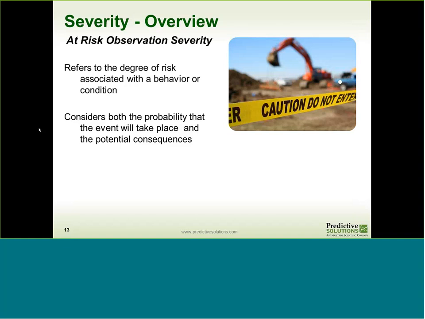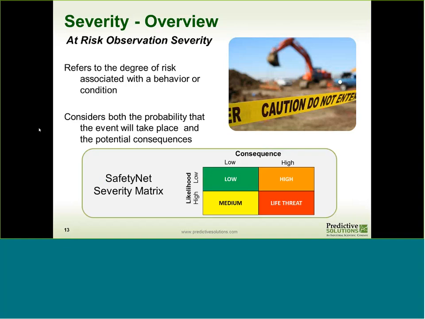Severity refers to the degree of risk associated with a behavior or condition, and it considers both the probability or likelihood that the event will take place or lead to an injury, and the potential consequences. How bad would that injury be? Okay, so we look at two things. Our default is you have 4 choices for severity.